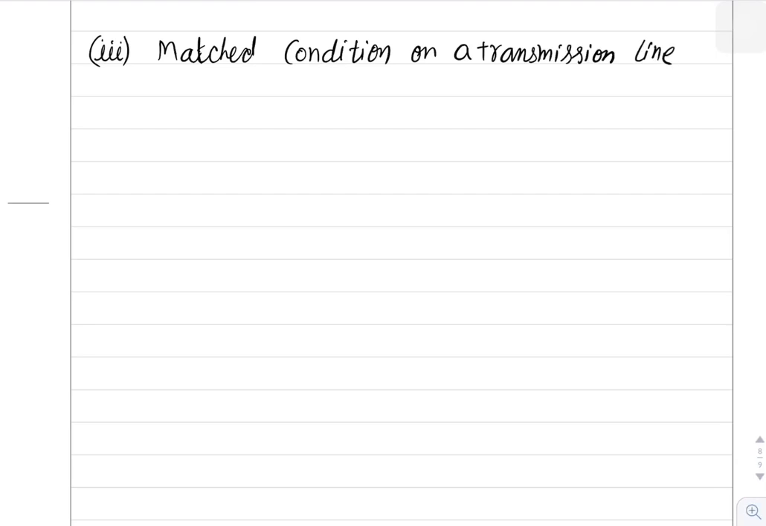The third case is the most important case, that is matched condition on a transmission line. This point we already discussed when you are dealing with transmission lines. The matched condition means if the load impedance is equal to characteristic impedance, then you will call it as matched condition on a transmission line. If I say ZL is equal to ZO, that implies the normalized load ZL bar, which is ZL by ZO, is equal to 1, because ZL is equal to ZO.